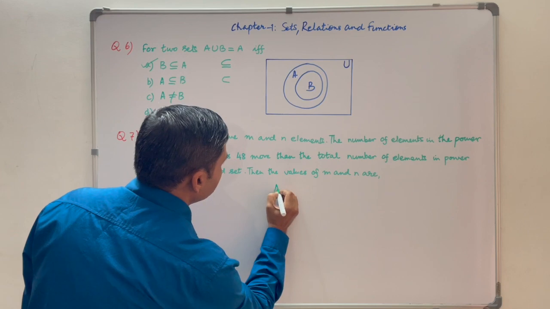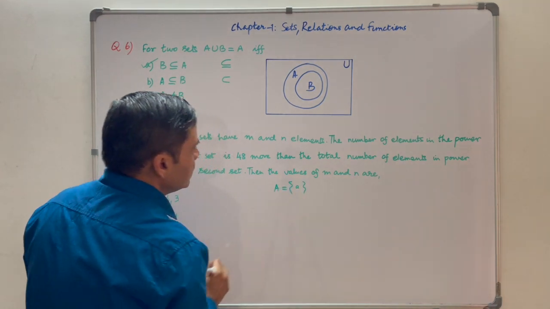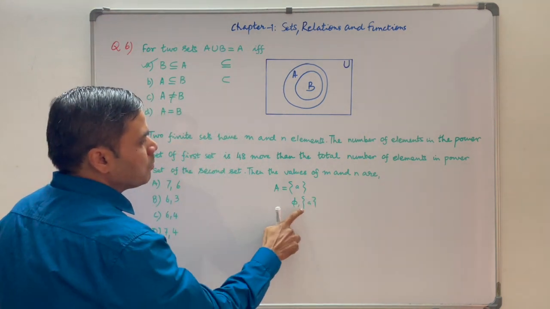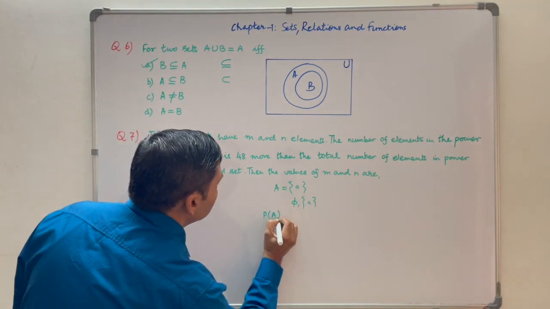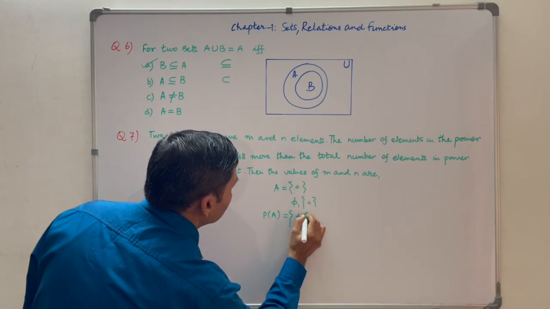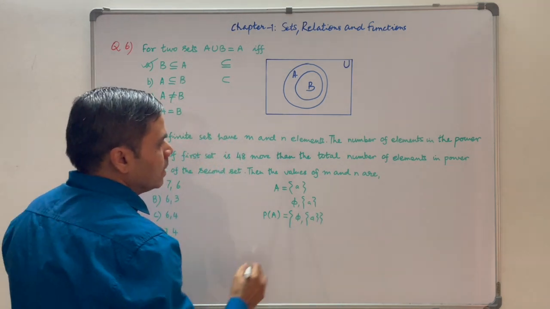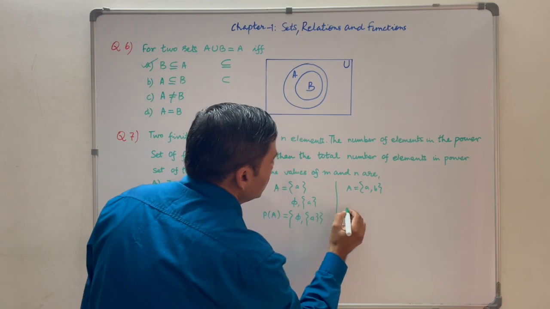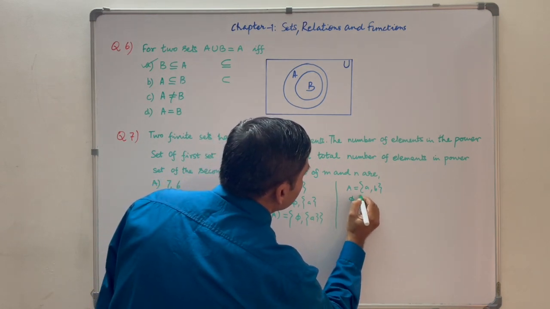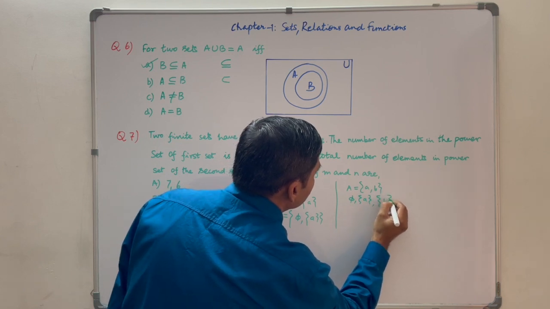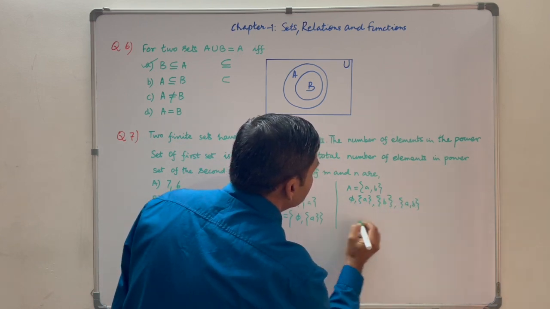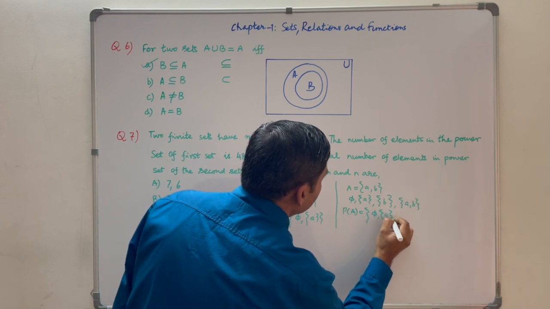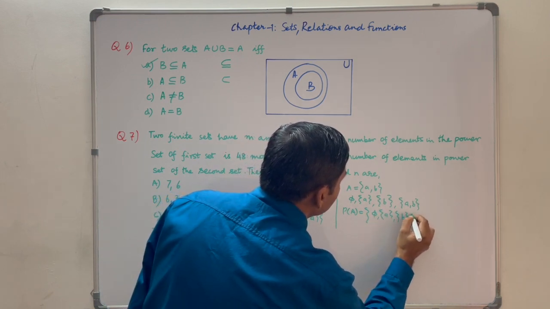Consider a set A having only one element, let's say A. Then the subsets of A will be phi and A, so the elements of power set P(A) will be phi and A, two elements. Consider A has two elements, A comma B. So subsets of A will be phi, A, B and A comma B. So power set of A will be phi, A, B and A comma B.